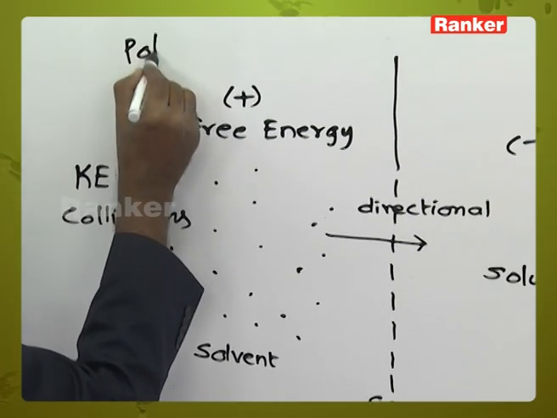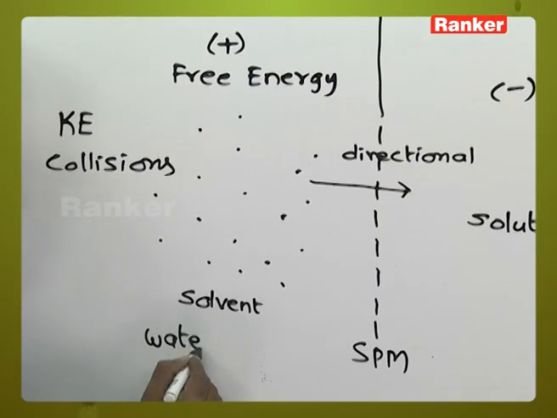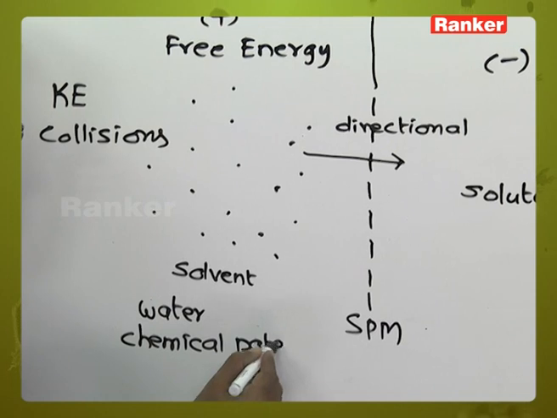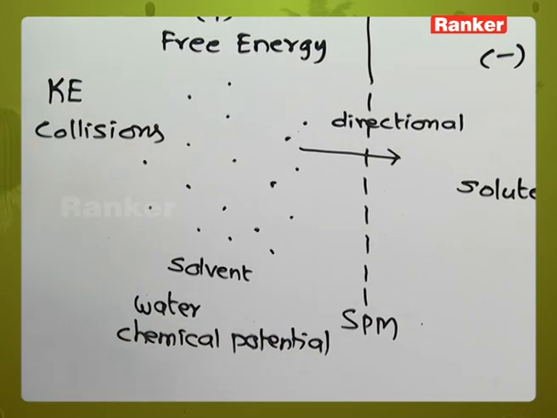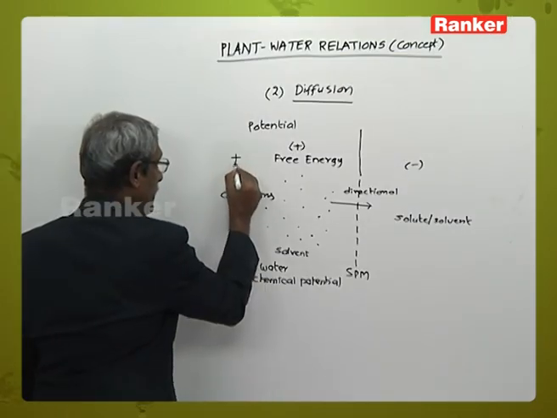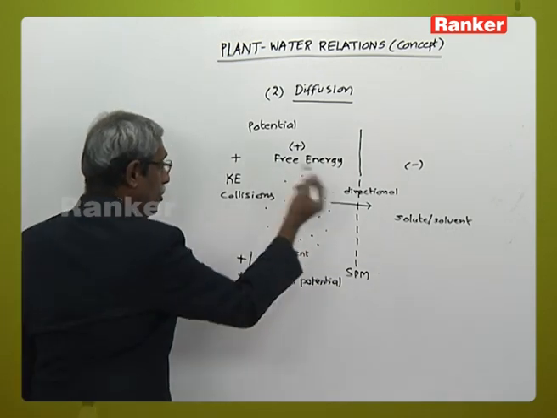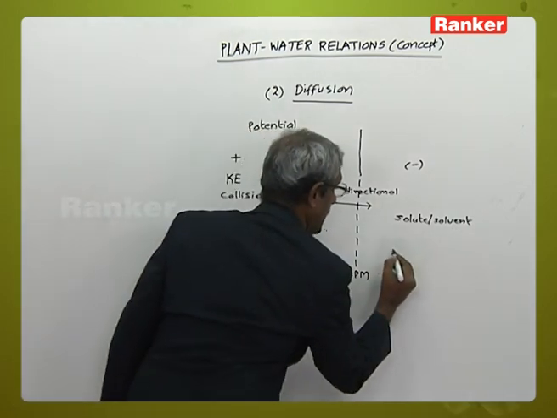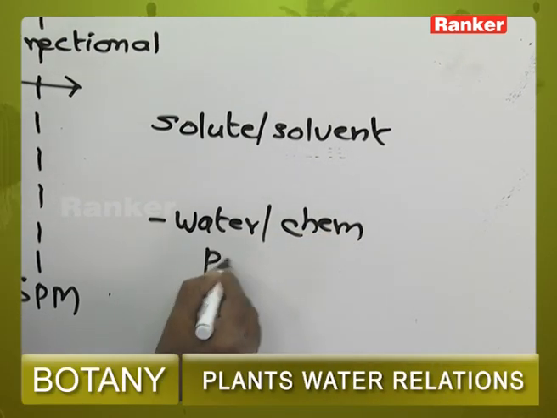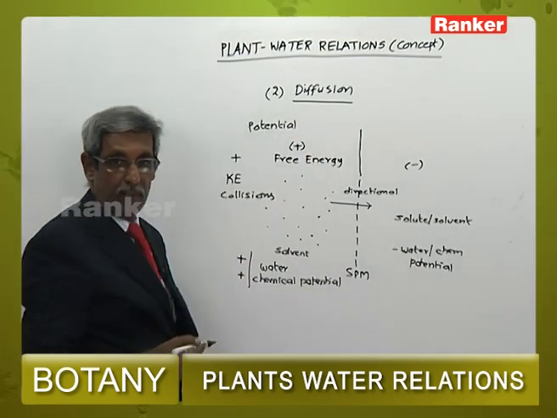It has got higher potential. The potential is attributed to water. It is also termed as chemical potential. So from a region of higher water potential or higher chemical potential or higher free energy, when water molecules move across a semi-permeable membrane and go to a place where there is lower free energy and again lower water or chemical potential, this property is termed as diffusion.